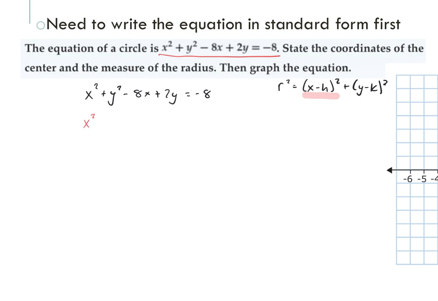So I have X squared minus 8X, change colors. Then I have Y squared plus 2Y, one more time, equals -8. And yes, I left space on purpose. So now we're going to start with X.